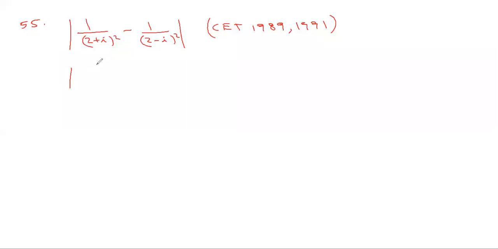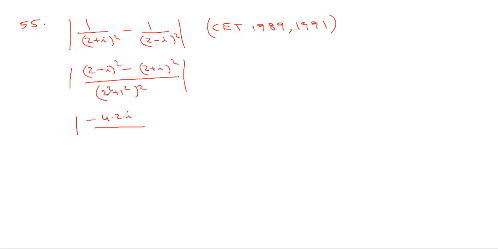We simplify, or you can cross multiply 2 minus I the whole square minus 2 plus I the whole square by a plus ib into a minus ib, a square plus b square, 2 square plus 1 square and the whole square. Numerator is a plus b whole square minus a minus b whole square is 4ab. So minus 4ab, minus 4 times of 2 into I by this is 5 square, 25. So the modulus of numerator by modulus of denominator, modulus of numerator is 8. So 8 by 25, we have an option, that is second option.